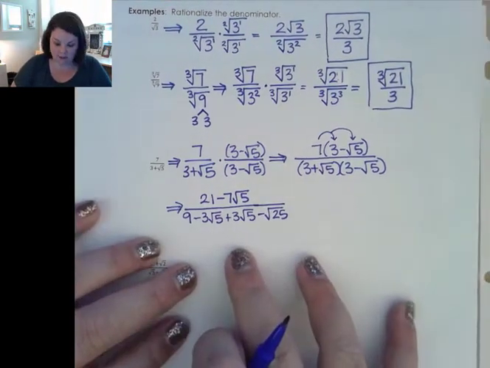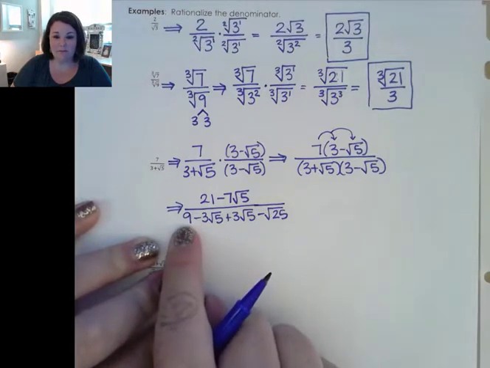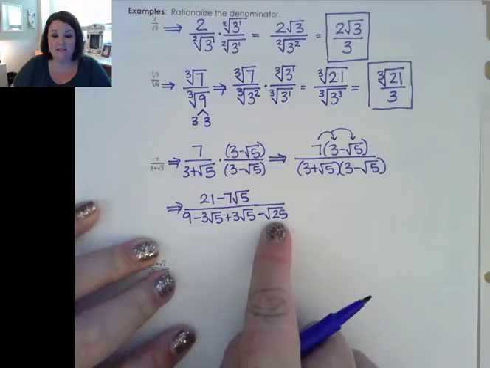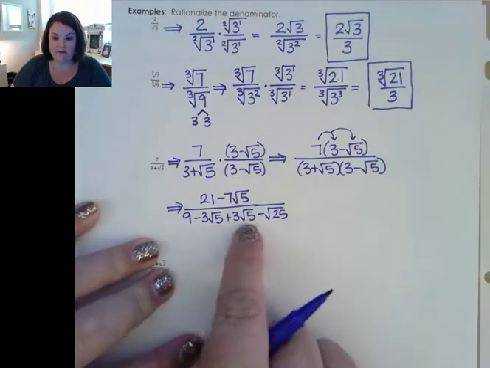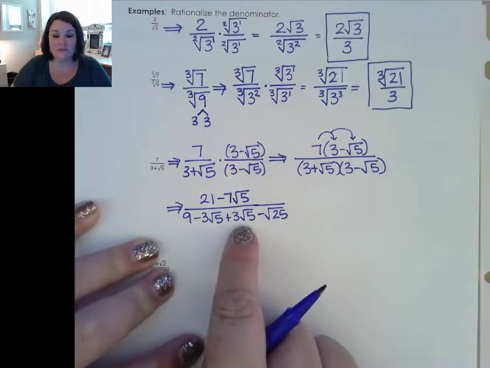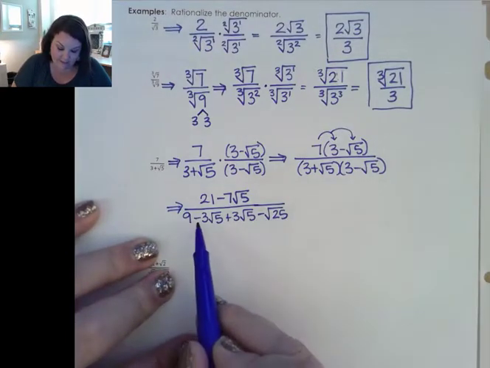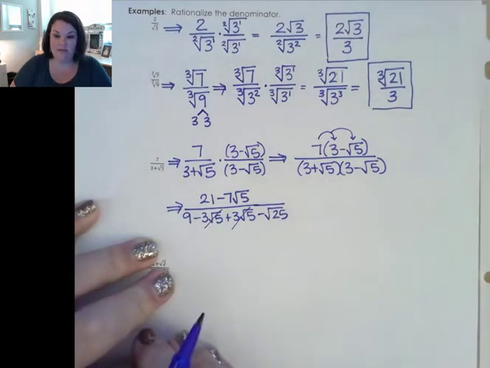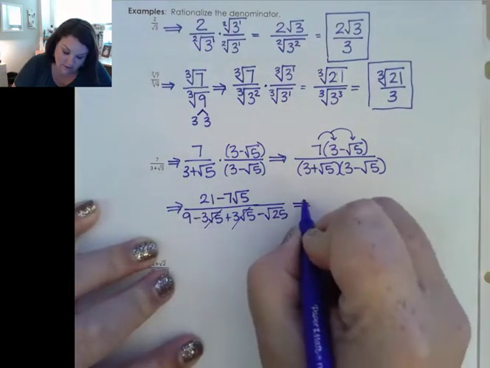And now we just need to simplify. So notice our 9 is already a simplified number. Our last term, square root of 25, is going to simplify to a nice number. So the only places that we have radicals here are our middle terms. And because we multiplied by the conjugate, we ensured that the signs would be opposites, that way they'll cancel out. Okay? All right, so we go ahead and simplify.